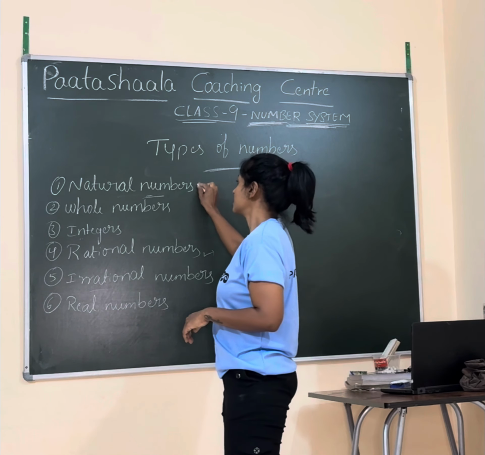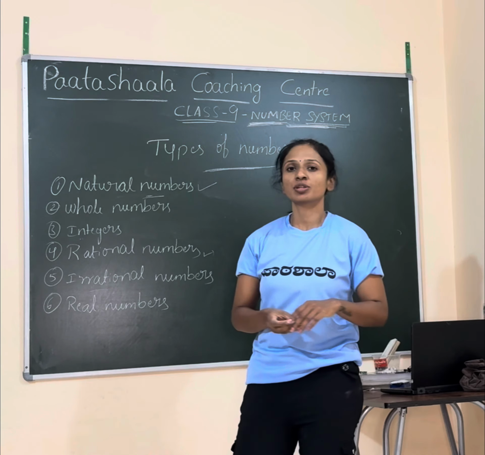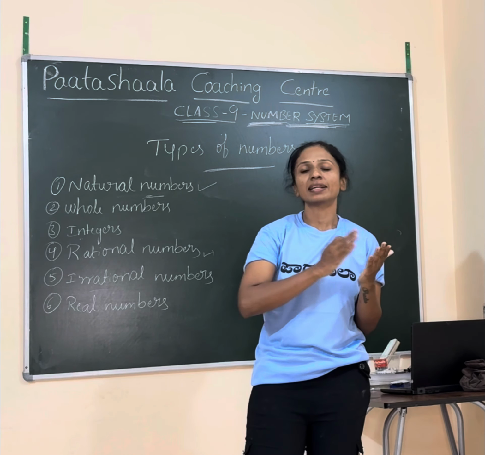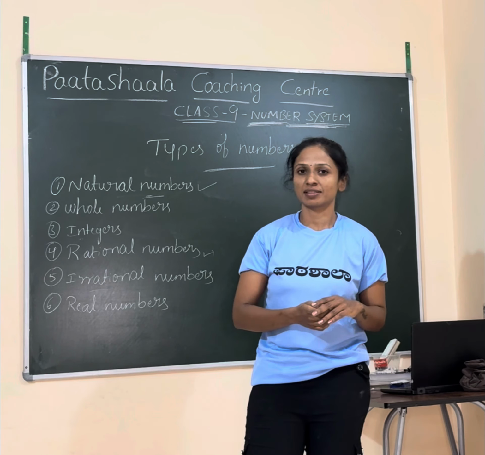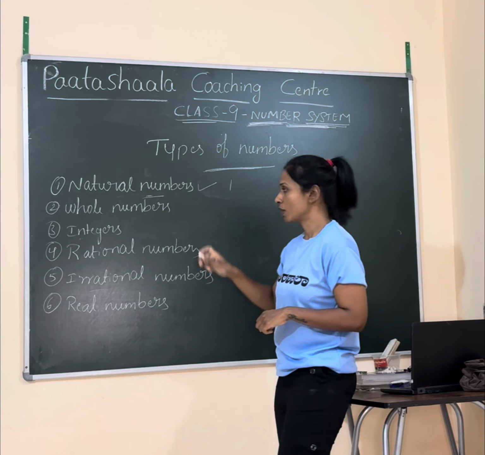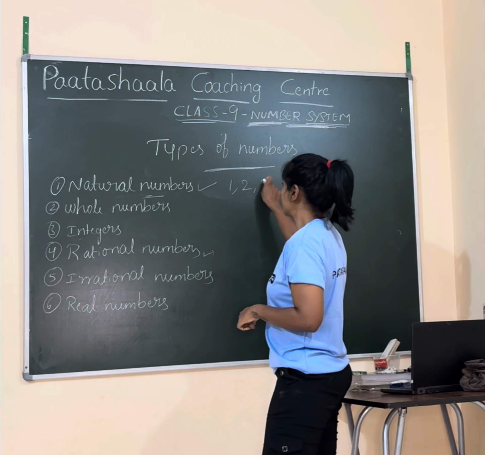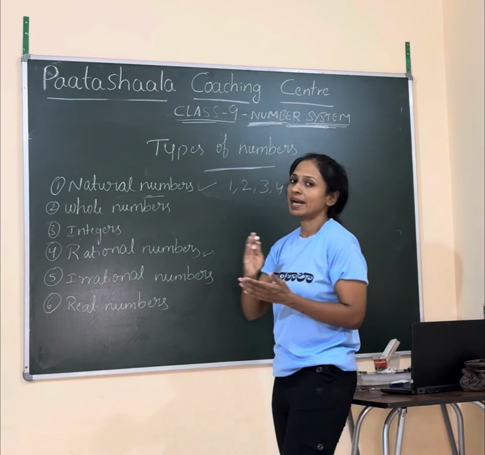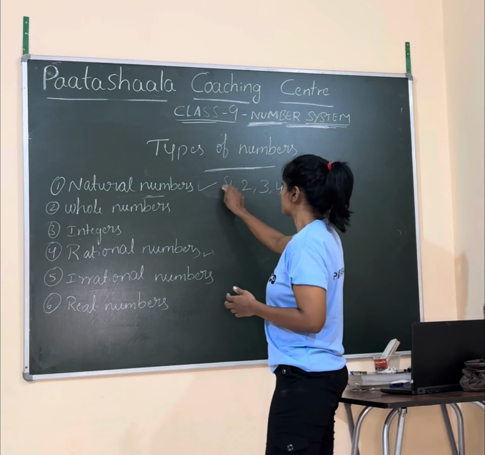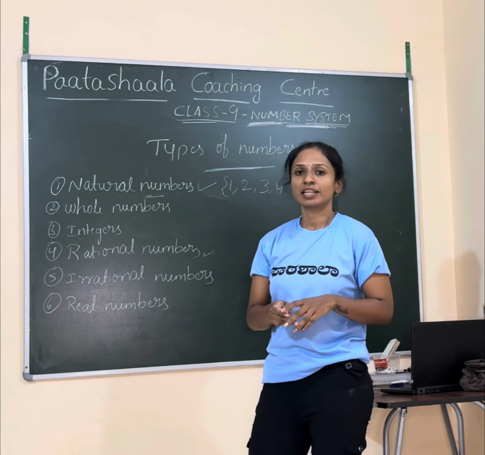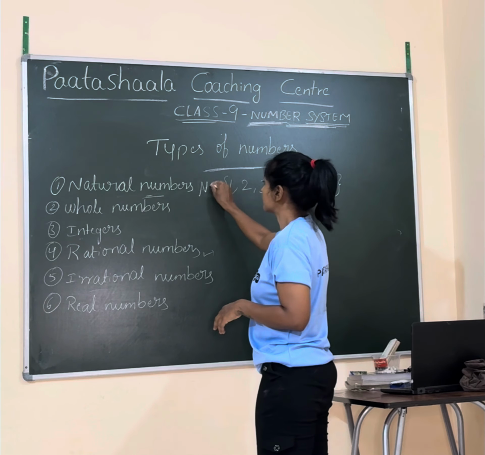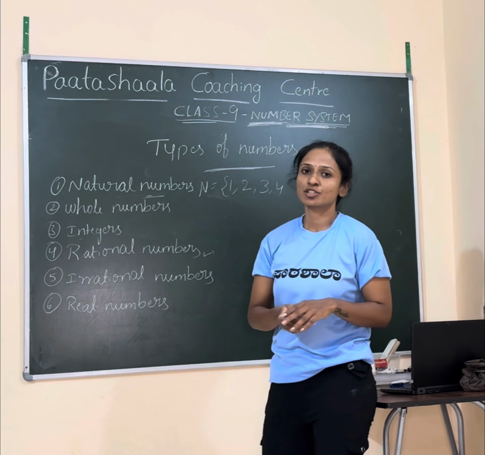The first one is natural numbers. The counting of numbers starting from 1 and increasing by 1 forever, increasing means adding 1 forever, is known as natural numbers. And the natural numbers are denoted by a capital letter N. So these are the natural numbers.